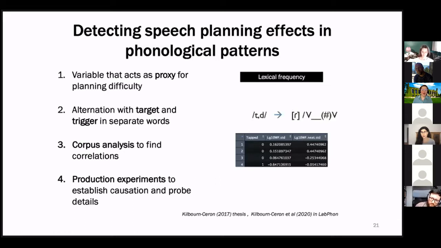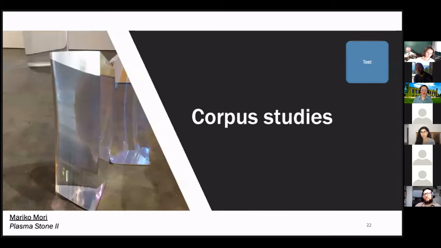And finally, which is something I did in my 2017 thesis and the paper in Phon that came out last year. And then finally, create a production experiment to establish causation and probe the details of those correlations that I found in the corpus analysis, which is the results that were recently published, actually like 2 weeks ago, in Psychonomic Bulletin and Review that you can take a look at.